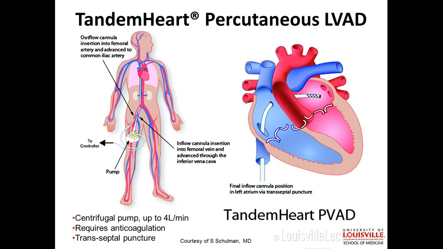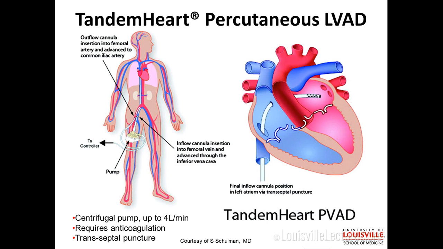So this is also a VAD, an external pump. But here what they do is they come up through the femoral vein into the right atrium, and then transeptal puncture into the left atrium, and they take the blood directly from the left atrium. So you've now completely bypassed the right side of the heart and the lungs, take it out of the left atrium, and then deliver it back into the aorta.